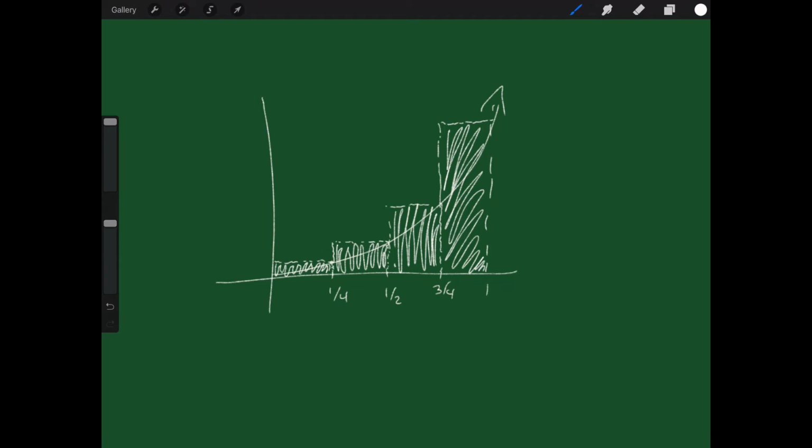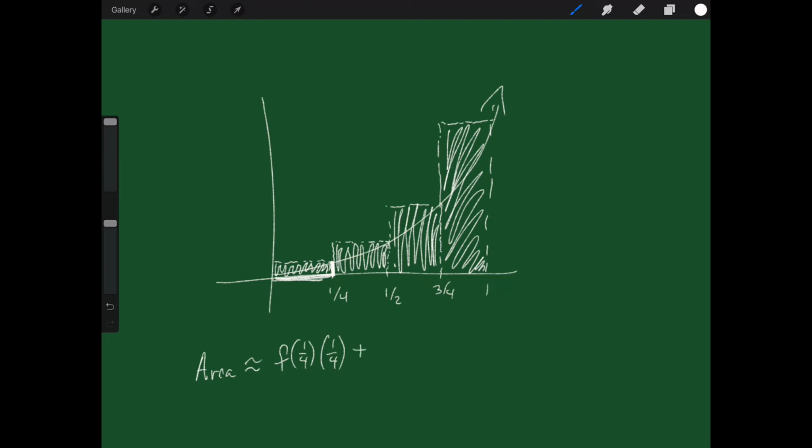The way that I would actually figure this out is the area, if this is my estimate, is going to be something like the functional value of 1/4 times that's the height of this rectangle right here, times the width of that rectangle. But the width of the rectangle is a fourth. Okay, so it's f of 1/4 times a fourth.